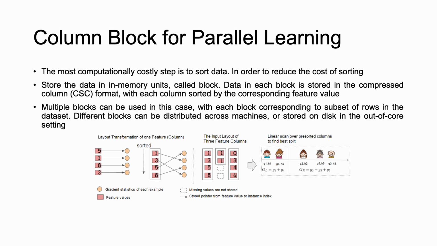The binary search in histogram aggregation also becomes a linear time merge algorithm, and collecting the statistics for each column can be parallelized, giving us a parallel algorithm for split finding. Importantly, the column block structure also supports column subsampling, as it is easy to select a subset of columns in a block.